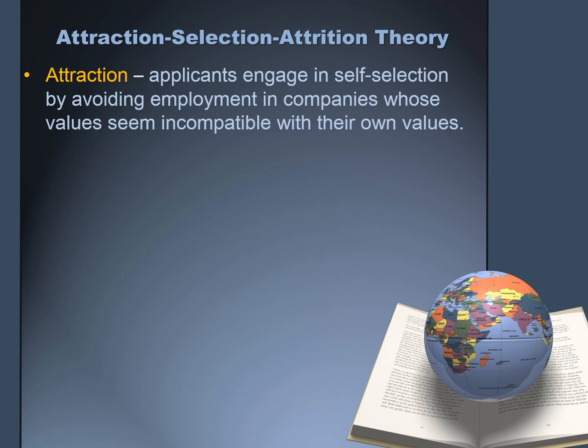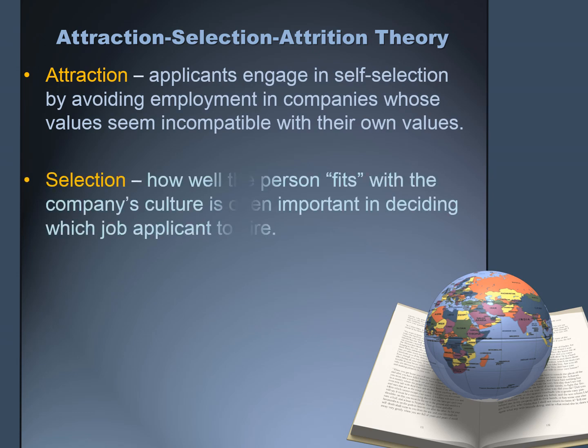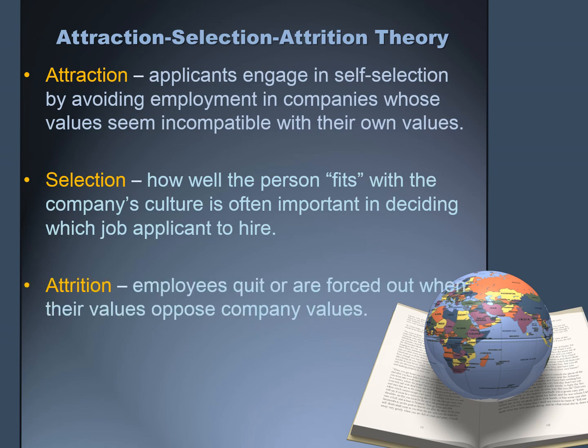Attraction. Applicants engage in self-selection by avoiding employment in companies whose values seem to be incompatible with their own values. If you feel like a company is doing something that you don't agree with, you don't tend to go work for them. Selection. How well the person fits within the company's culture is often important in deciding which job applicant to hire. And a lot of times that's what they're doing. They're weighing out, will you fit in? Attrition. Employees quit or are forced out when their values oppose company values.